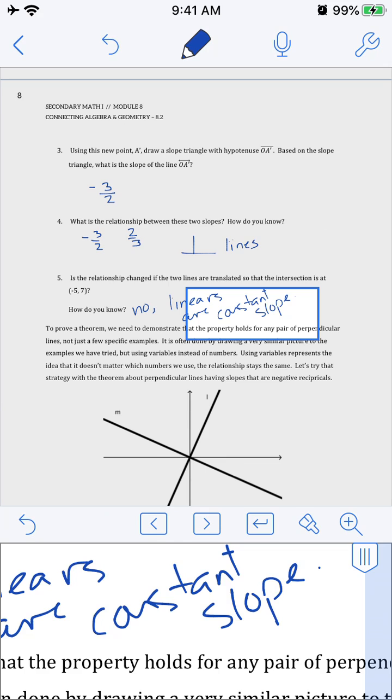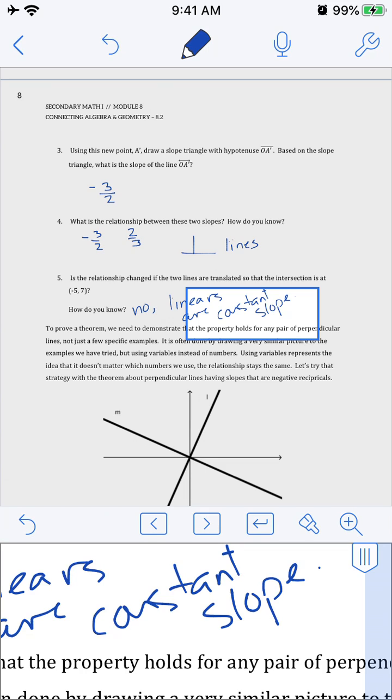Alright, cool. So that was a very specific example, right? It was very concrete, like here's one. Let's see if we can broaden it to sort of no matter what. To prove a theorem, we need to demonstrate the property holds for any pair of perpendicular lines, not just a specific example. It is often done by drawing a very similar picture to the example we've just tried, but using variables instead of numbers.